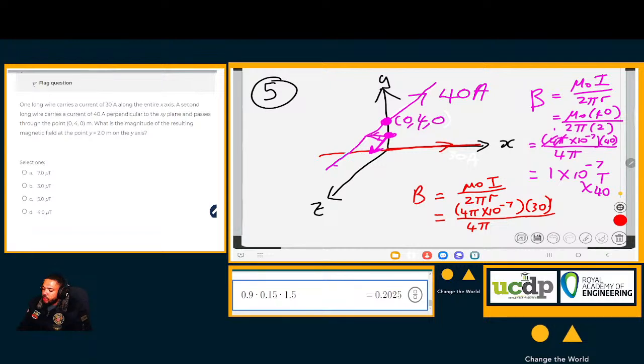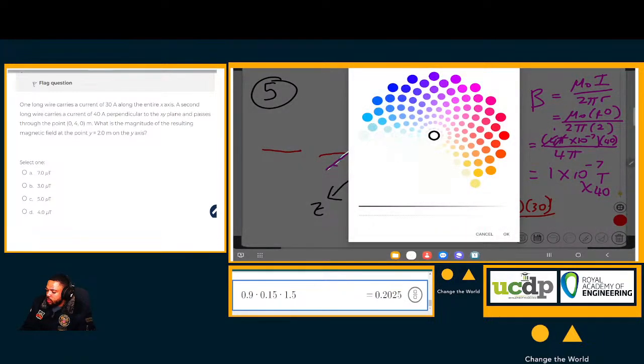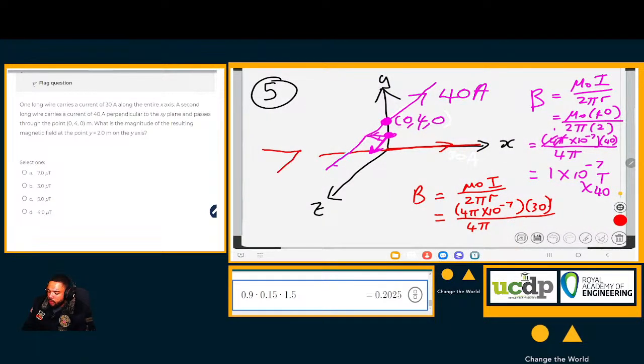For the purple wire, the direction is along the positive x-axis. Now it's along the z-axis, meaning the magnetic field is along there, and then it's along here, along the z-axis. It's making a 90-degree angle. That's the two magnetic fields. So this one will cancel there, so it'll be times 30. Okay, so let's see. 30.